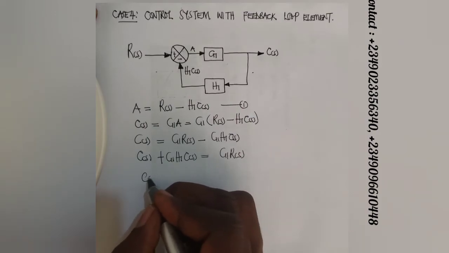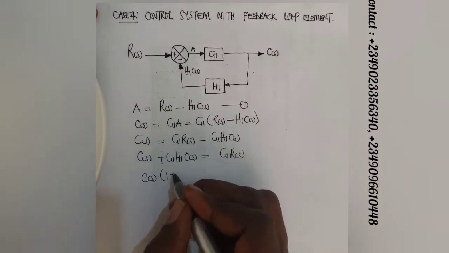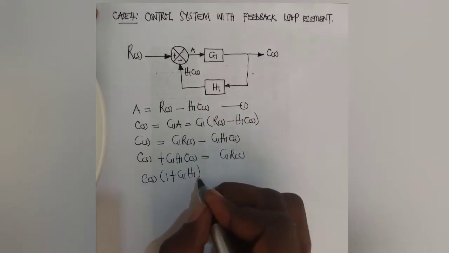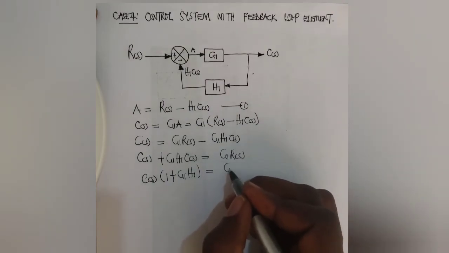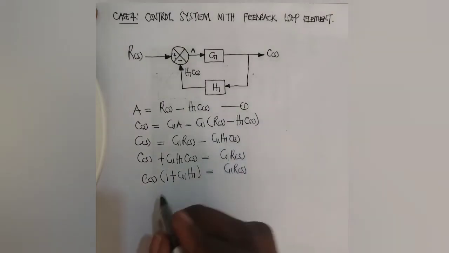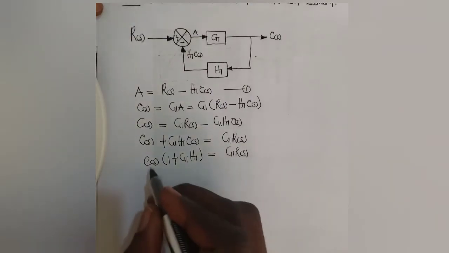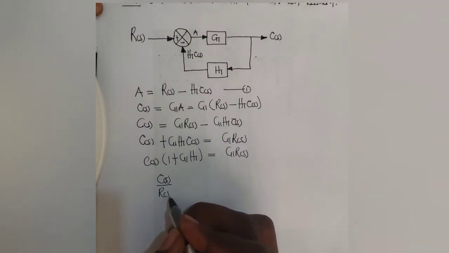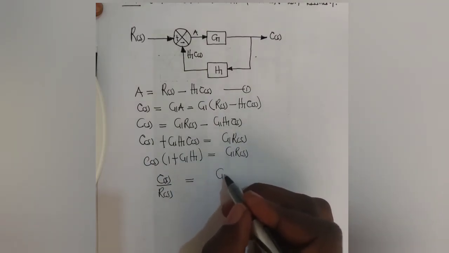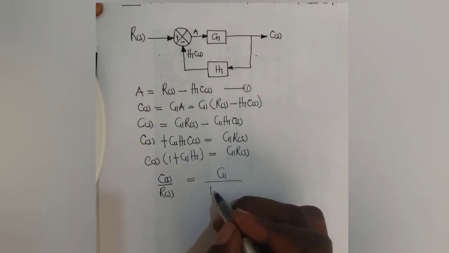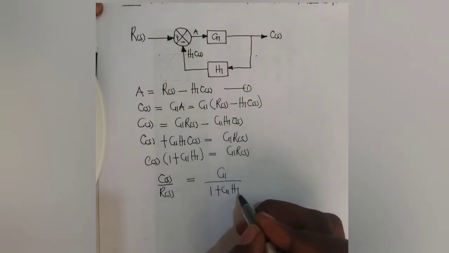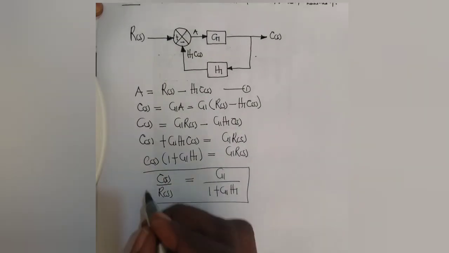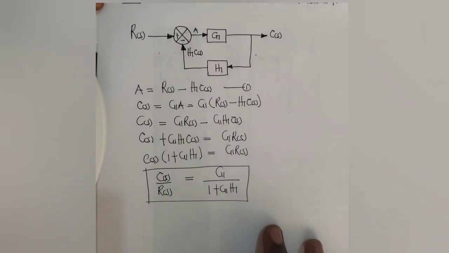So when you factorize, I have CS into bracket 1 plus G1 H1 equal to G1 RS. So your transfer function, which is CS over RS, bring your RS down, cross multiply, will give us G1 all over, bring this one down, 1 plus G1 H1. So this is what I'm going to have as my transfer function.